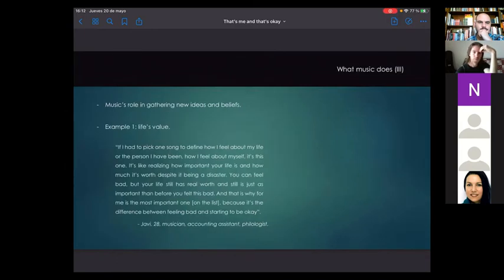I think music can also help us to gather new ideas and beliefs we feel useful in our lives. And I want to share two examples of this kind of identification. In both cases, it is lyrics that express in words an idea that feels good to them in this moment.